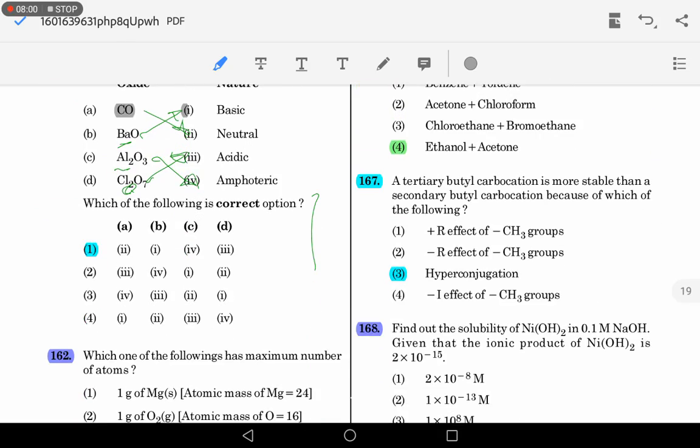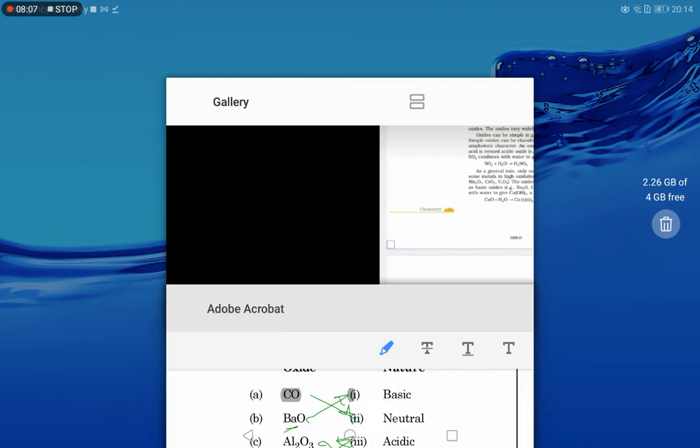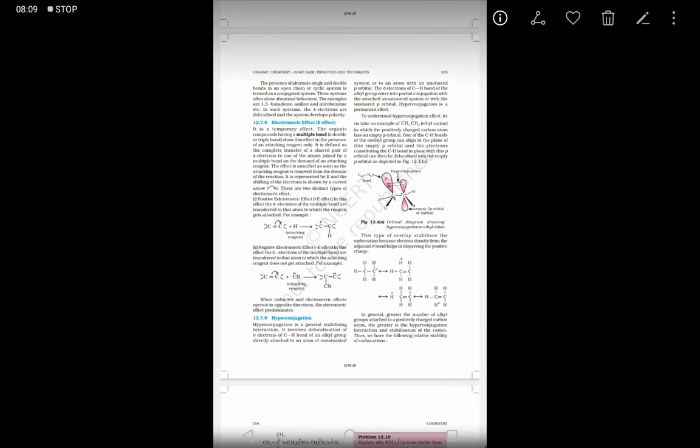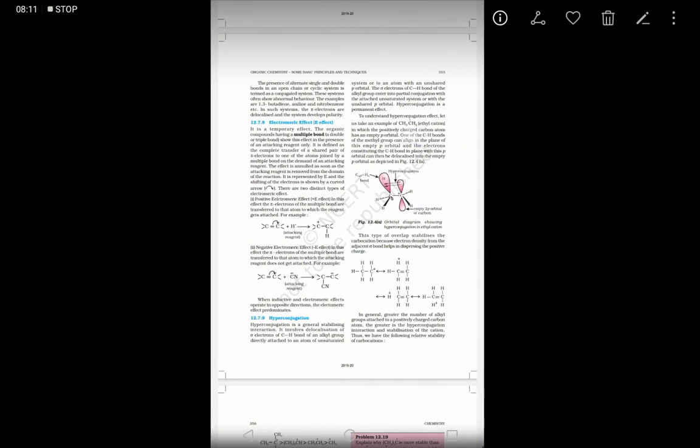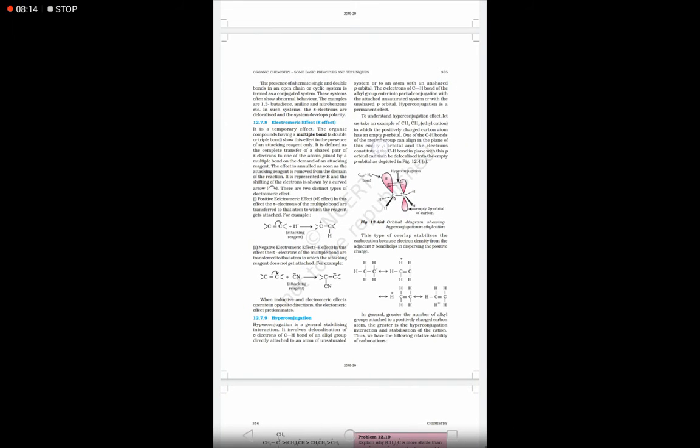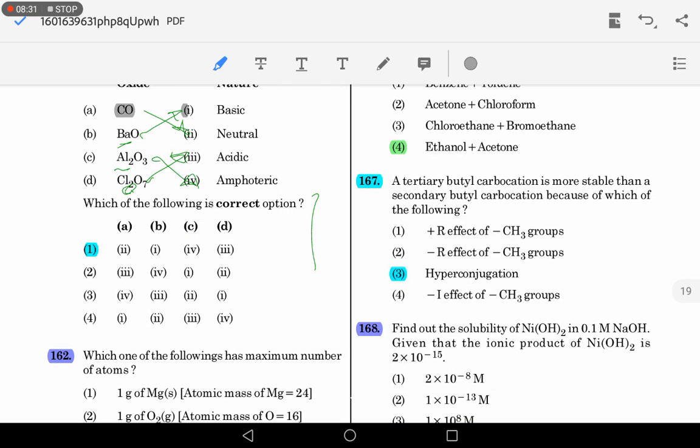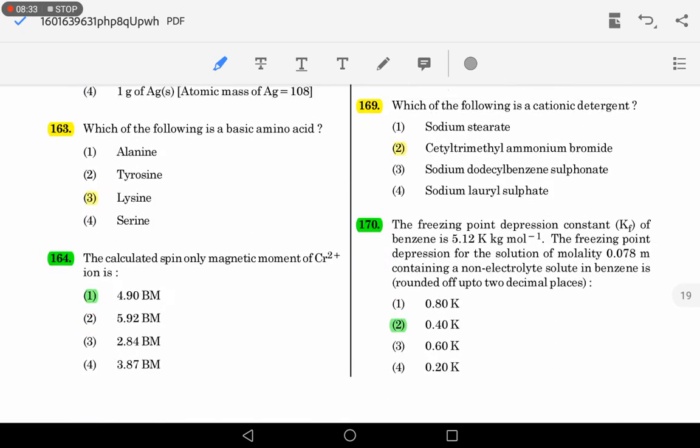A tertiary butyl carbocation is more stable than a secondary butyl carbocation because of which of the following? Carbocation stability is due to hyperconjugation. To understand the hyperconjugation effect for ethyl cations, you could check the type of overlap, that is hyperconjugation type of overlap. It stabilizes the carbocation; electron density from the adjacent sigma bond helps in dispersing the positive charge. You could also expect videos based on all these concepts here in this channel.